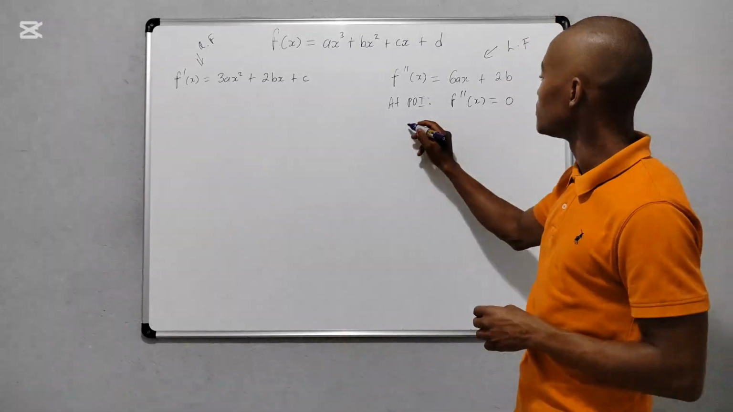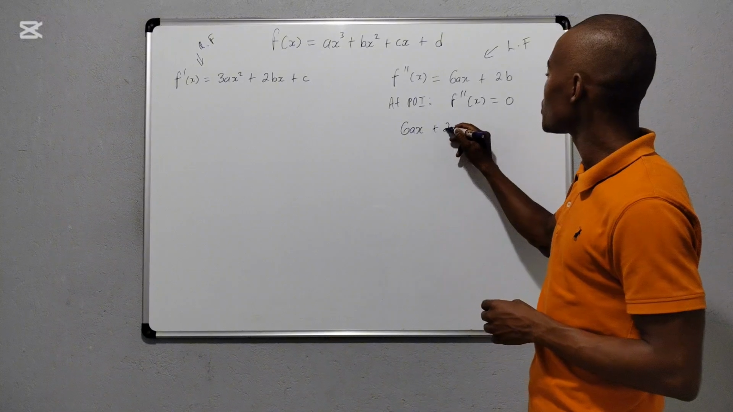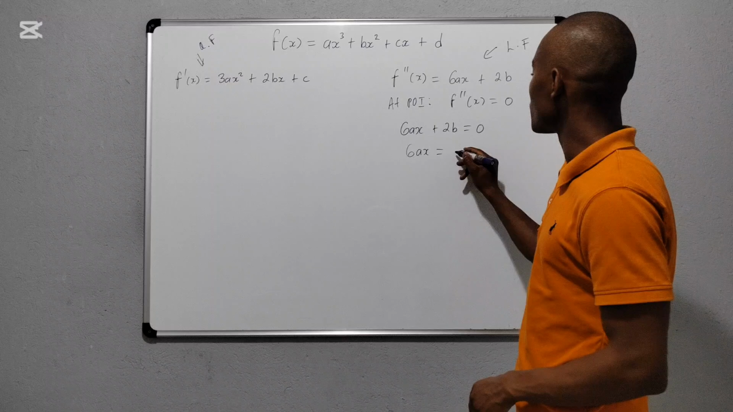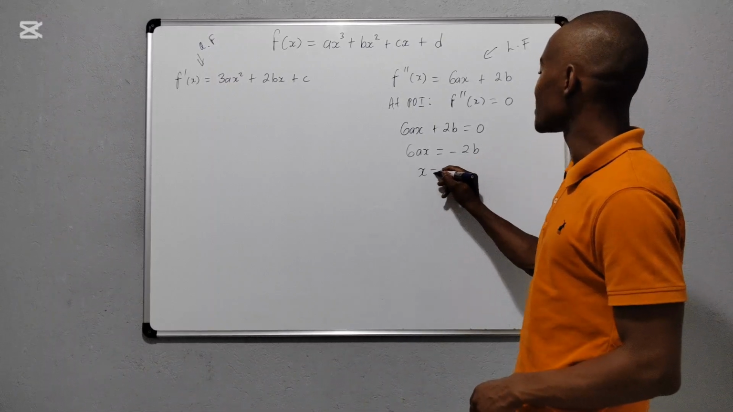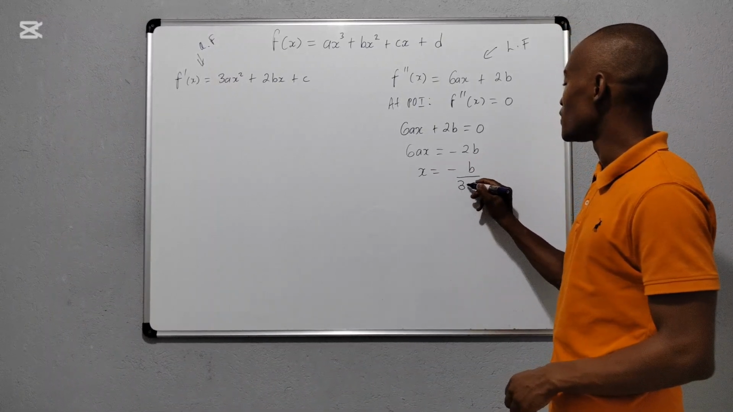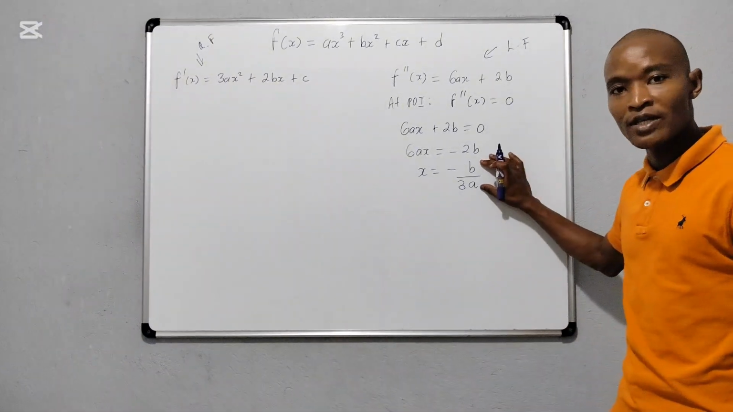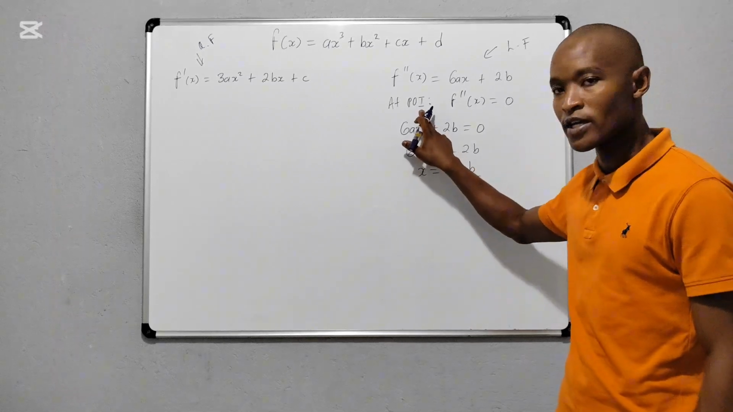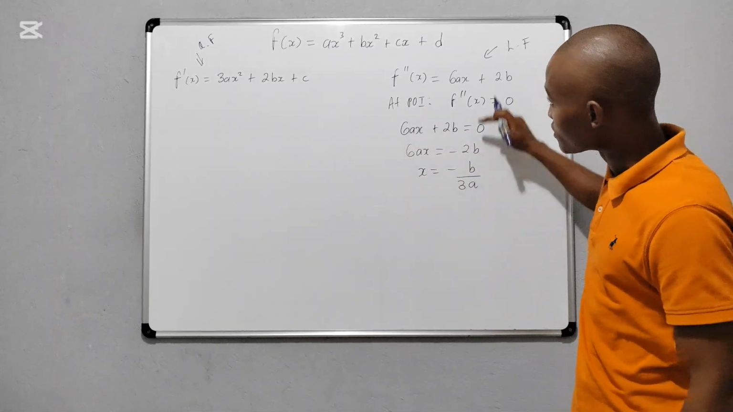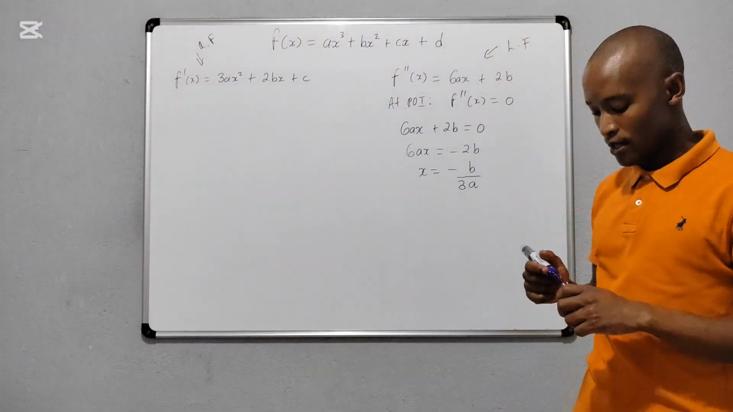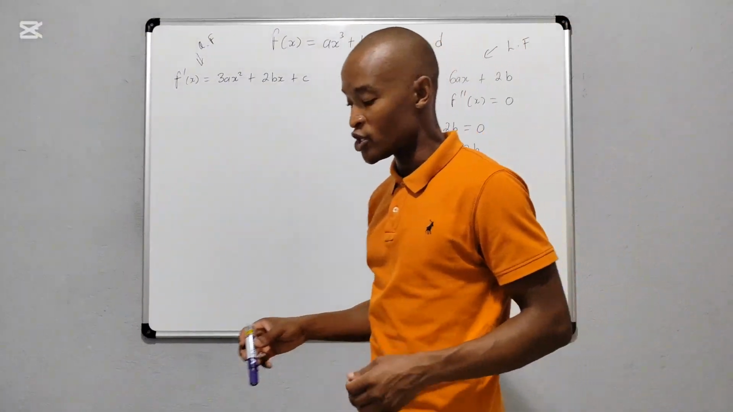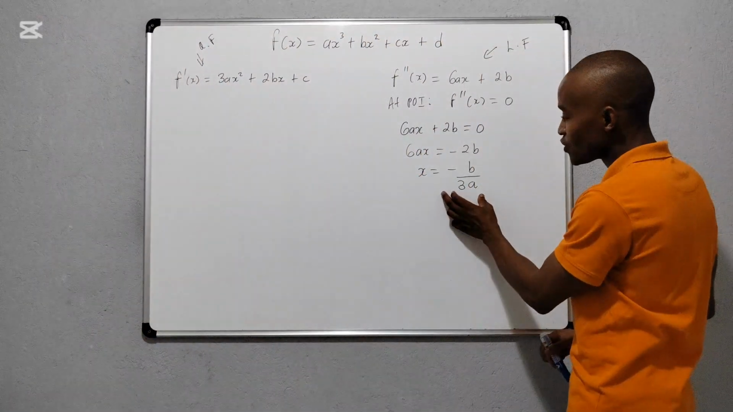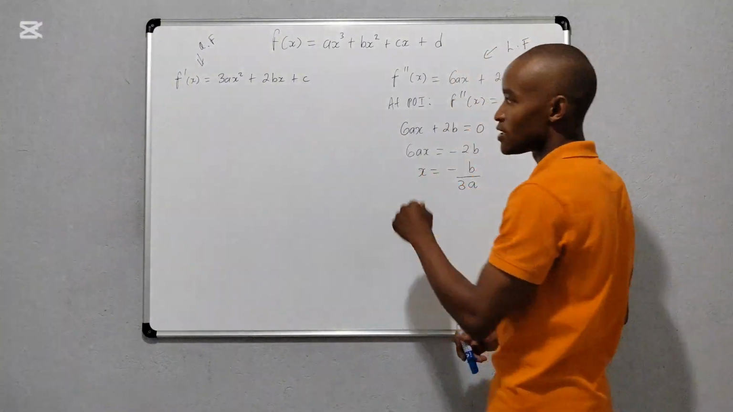Now, using this expression, we have 6ax plus 2b is equal to 0. We have 6ax is equal to negative 2b, and x will be negative b over 3a. Okay, so that is in general format the x-coordinate of the point of inflection using the variables that the function has been given in, or the specific numbers that we have from the given function. Okay, now how do we associate this to the first derivative?